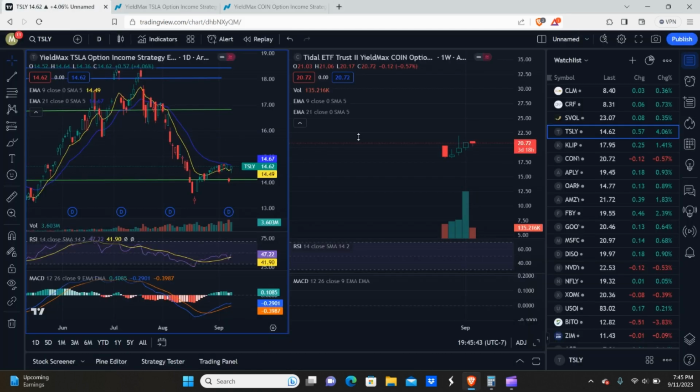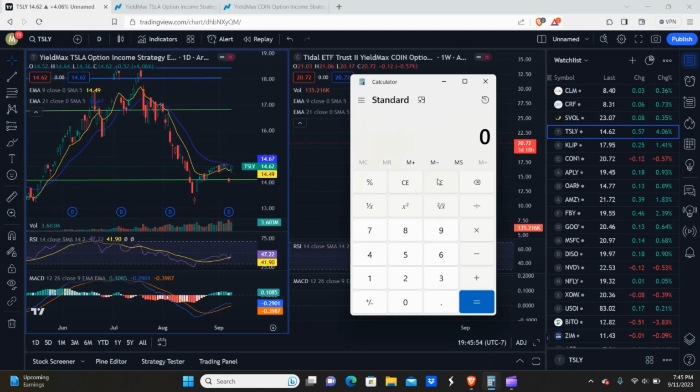So let's do the cost basis comparison between the two. So CONY currently sits at $20.72 per share, and TSLY is at $14.62. For me personally, I always like to buy shares that are cheaper because that means you get more upside and you also get more income for the amount invested, but to each their own.